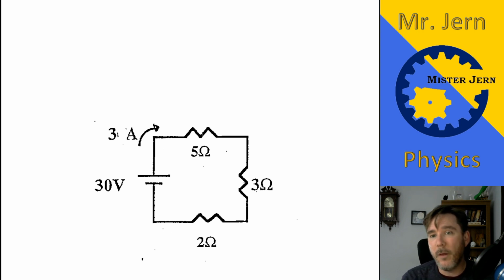One thing we have to figure out is what the current is at this 5 ohm resistor, what the current is at the 3 ohm resistor, and what the current is at the 2 ohm resistor. Now, the thing to keep in mind is that in a series circuit, current anywhere is the current everywhere. I'll write that down.